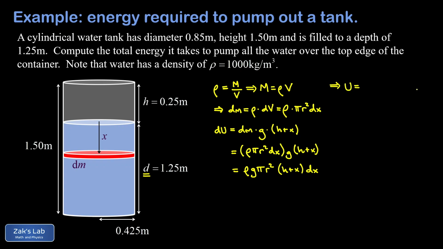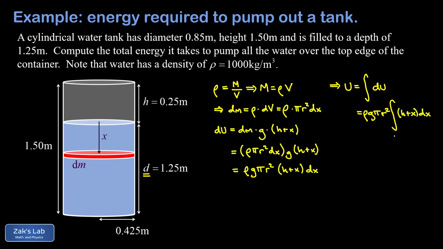So we say the total potential energy increase that it takes to pump out this tank is equal to the sum of all of those little potential energy increments. And now we just sub in our formula for those increments. I'm going to move the constants out in front as I work, and I get rho g pi r squared times the integral of h plus x dx.